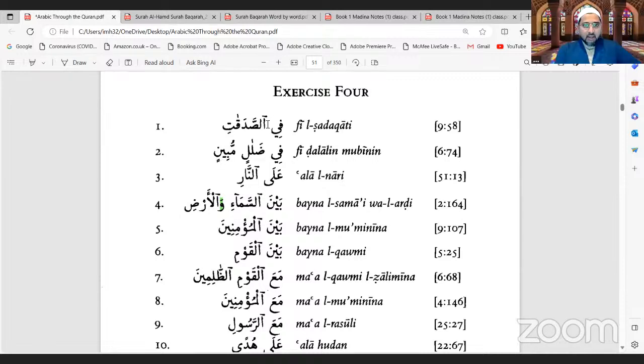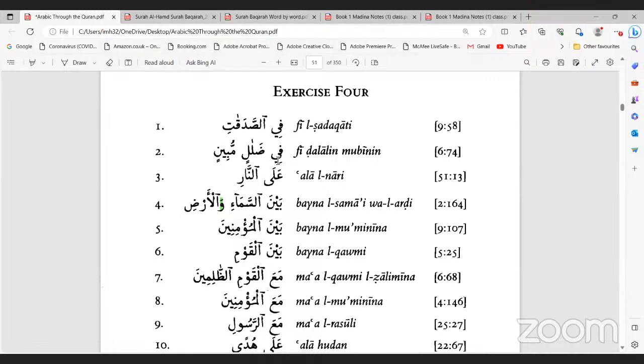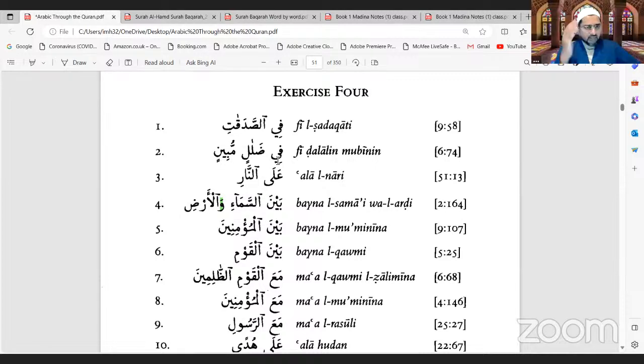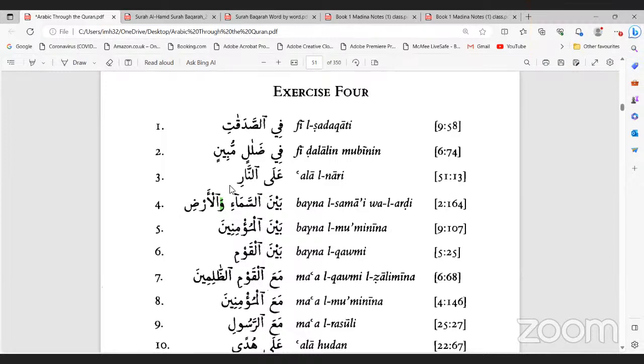Alif lam. Next example, fi, which means in. Fi dhalalin, in clear error. So how are we reading? Why is it dhalalin? Why can we not say fi dhalali mubinin? Why do we have to say fi dhalalin mubinin? Because there's no alif lam. Correct.